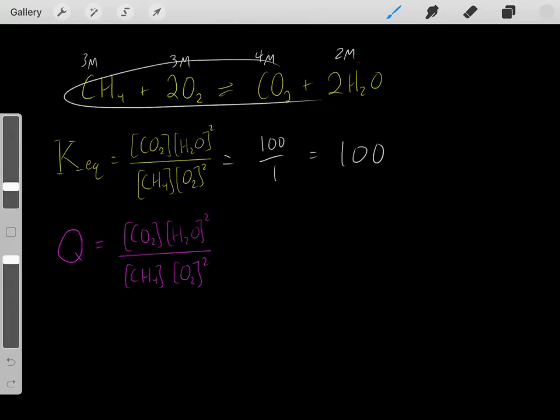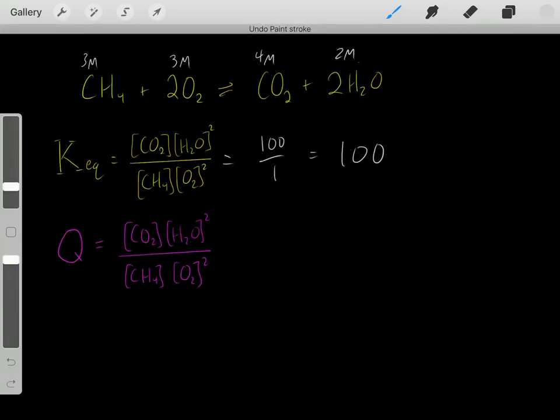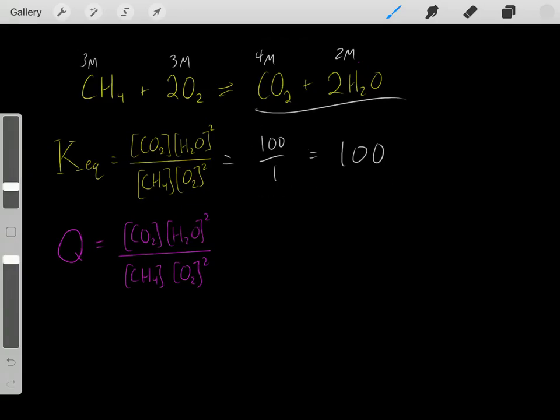It tells us about the reaction at equilibrium, and it tells us that there's relatively more products relative to reactants at equilibrium. If we have a large Keq, a Keq that's much larger than 1, then at equilibrium there's relatively more products.